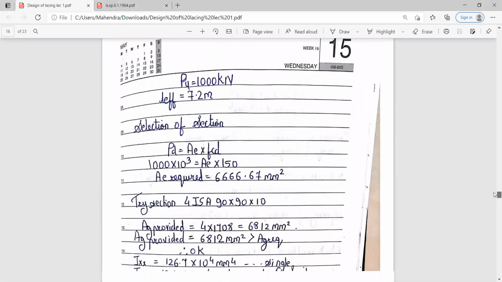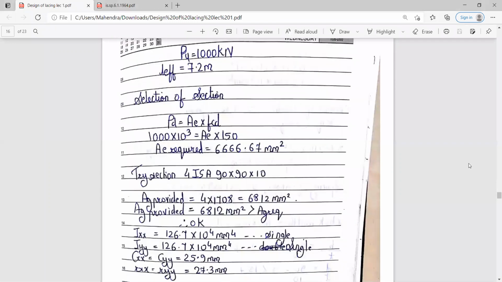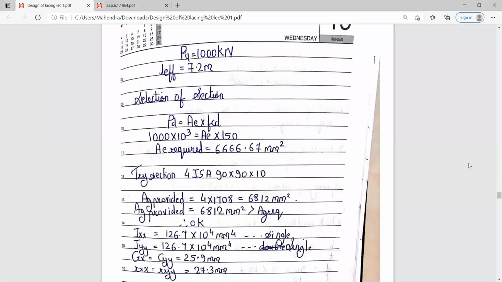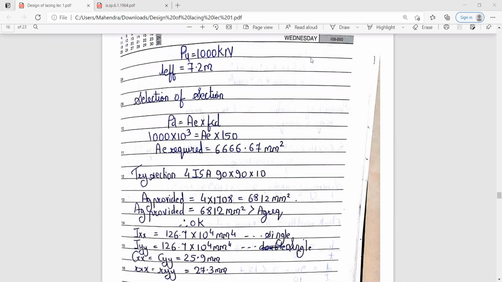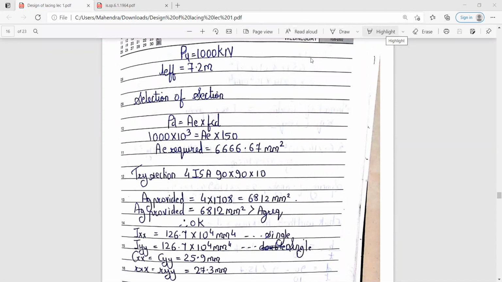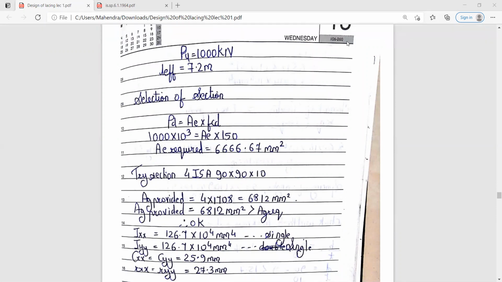PU is nothing but the factored load that is being given to you in the question. The factored load is given to you, that is 1000 kilonewton. As well as, question में क्या दिया हुआ है? L effective is given to you. L effective कितना है? L effective is your 7.2 meter. So the factored load and the L effective is given to you. All these values we are going to calculate now.